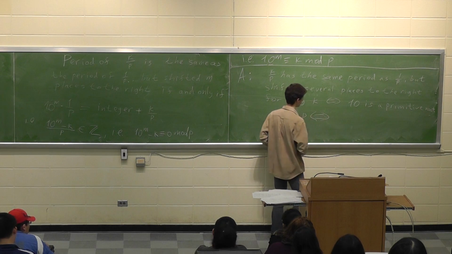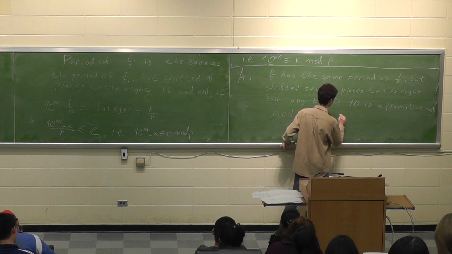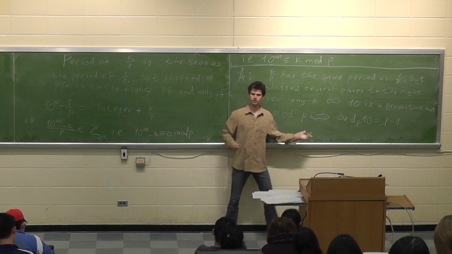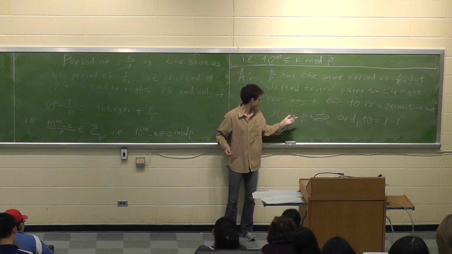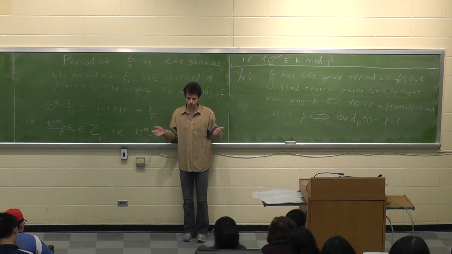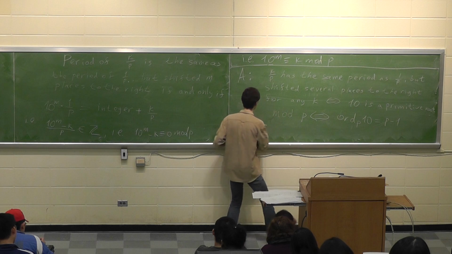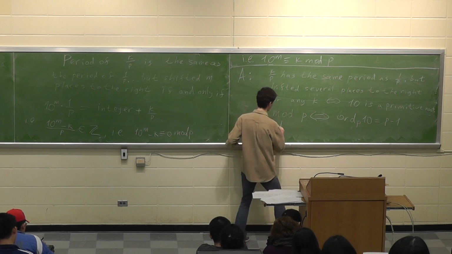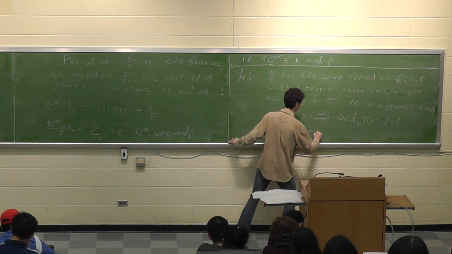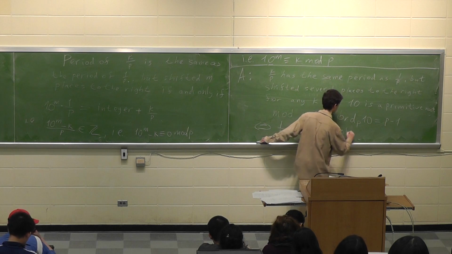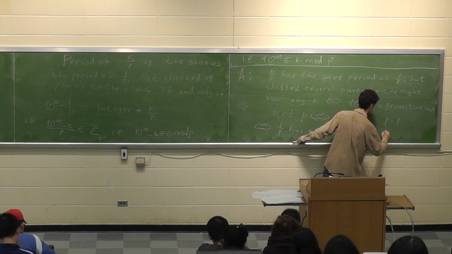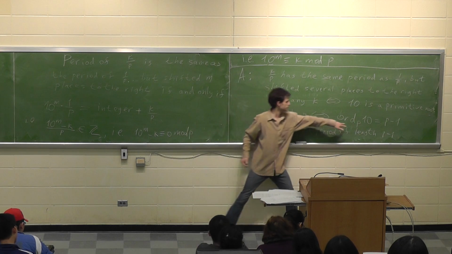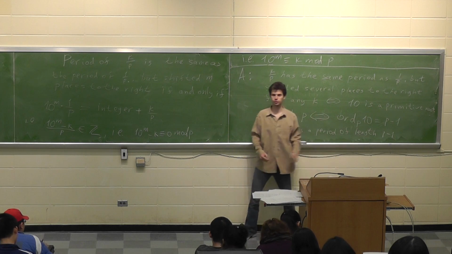So we can write it like this: if and only if the order of 10 modulo p is equal to p minus 1. This we know is the same condition as saying that 10 is a primitive root, almost by definition. And if and only if 1 over p has a period of length p minus 1. Because we just know the length of the period of 1 over p is exactly the order of 10 modulo p.